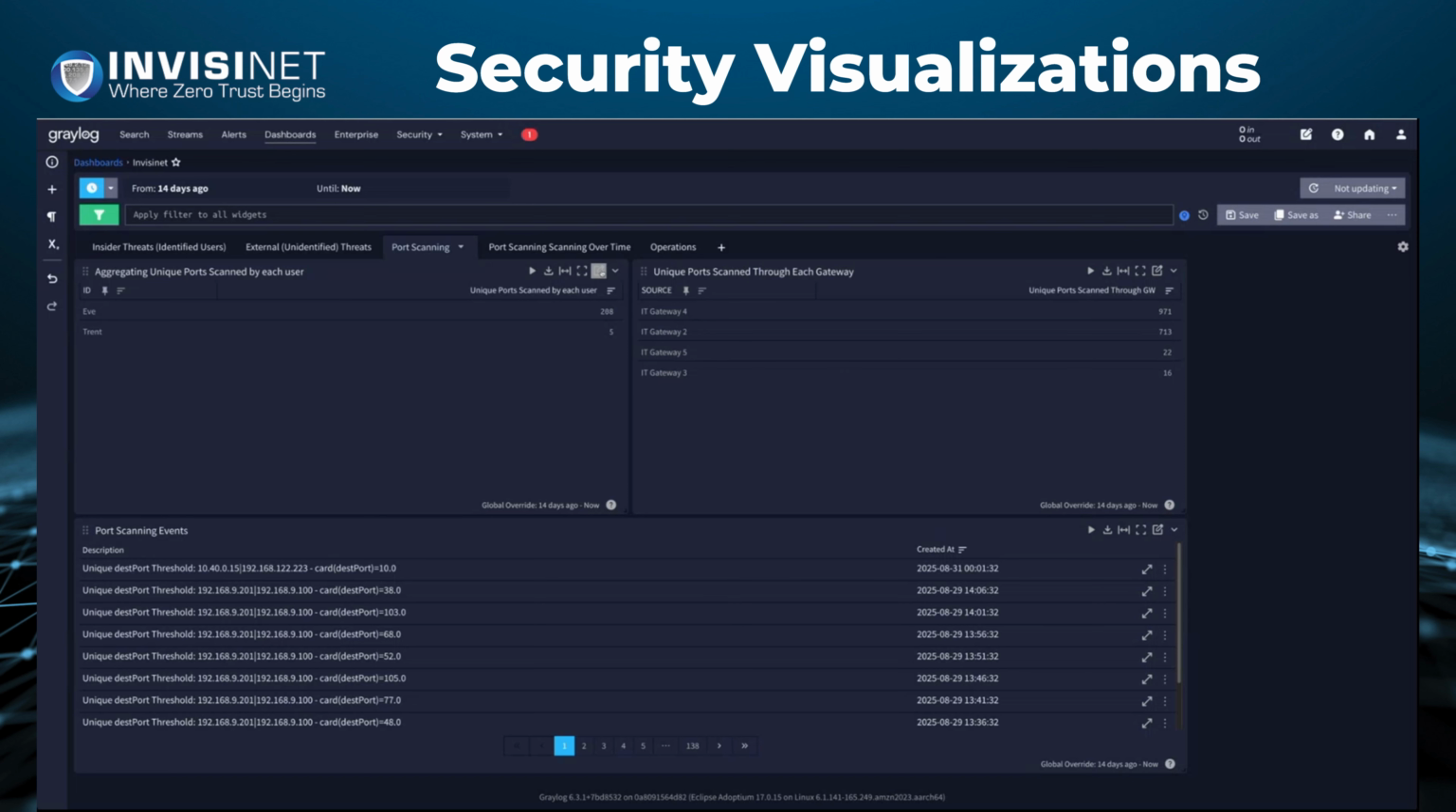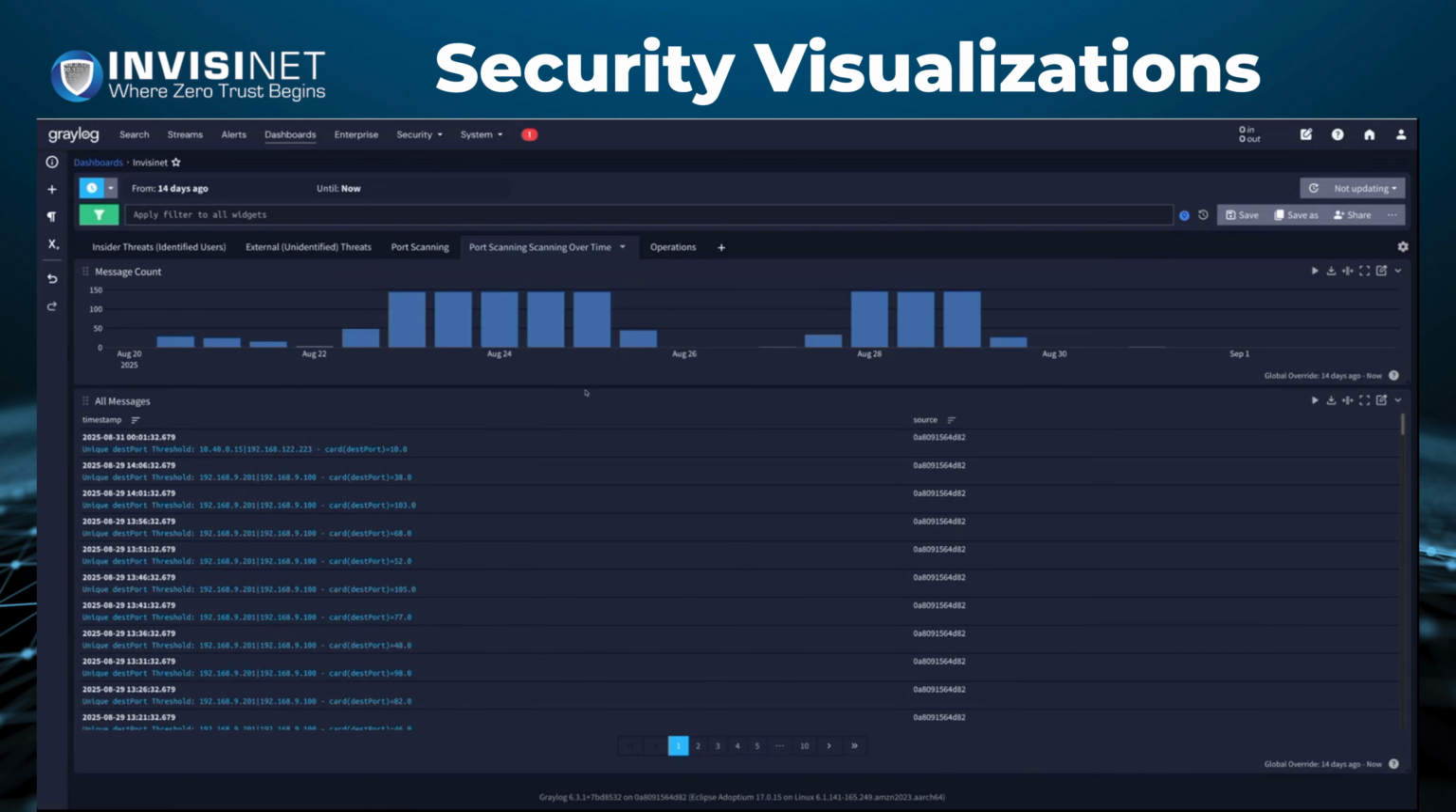And you can also see how port scanning activity changes over time. So you can see at the beginning, there is less activity, and towards August 24th, there is more and more port scanning activity, which is, again, actionable information. This is just the tip of the iceberg of what Invisinet can provide using our system to help protect customers and their networks.